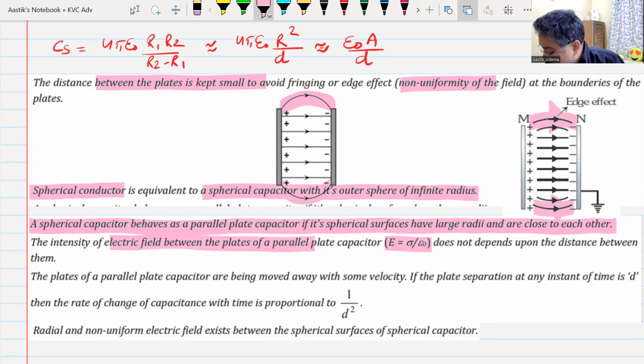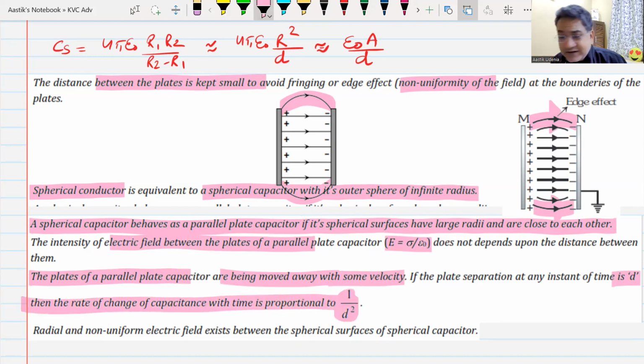The next point is one which you must note down. The plates of a parallel plate capacitor are being moved with the same velocity. If the distance between the plates is d, then the rate of change of capacitance will be 1 by d square. Just take it as a point. If this question comes, just write the option as 1 by d square. You can find it out by differentiating.